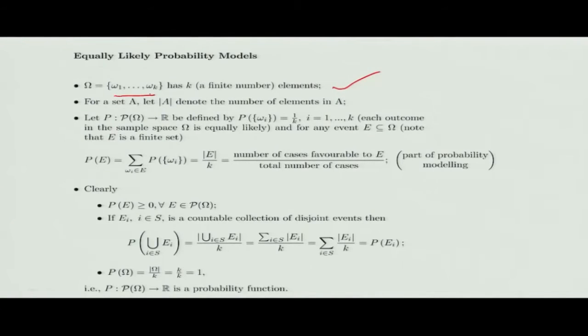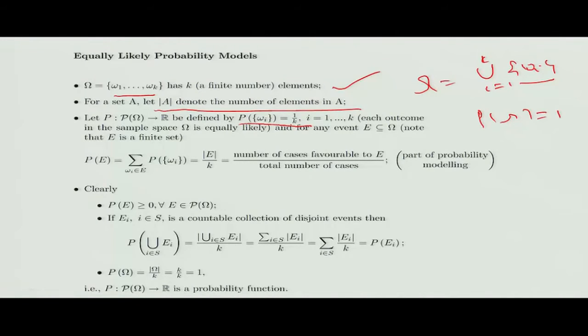Let us come to the equally likely probability models. These are a special kind of probability model. So suppose my omega is finite, it has k elements, omega 1, omega 2, up to omega k. Now for a set A, I define mod of A to be the number of distinct elements in A. Now suppose my probability function is such that the probability of every singleton is 1 by k. Now 1 by k is important because finally my P of whole omega has to be 1. Omega consists of omega 1, omega 2, up to omega k, so omega can be written as the union of singleton omega i's. So P of omega would be the same as the summation of probability of omega i's. So if I assume all omega i's have the same probability and I want P of omega to be 1, each of them has to be 1 by k, and that is the reason why I have taken it to be 1 by k.